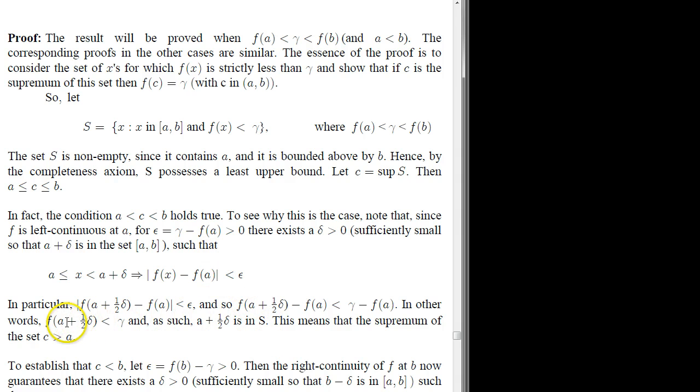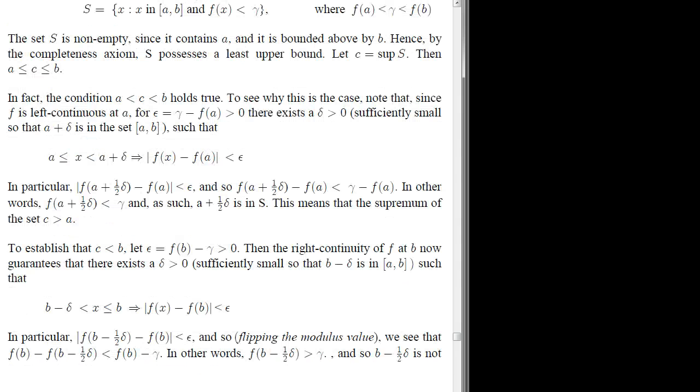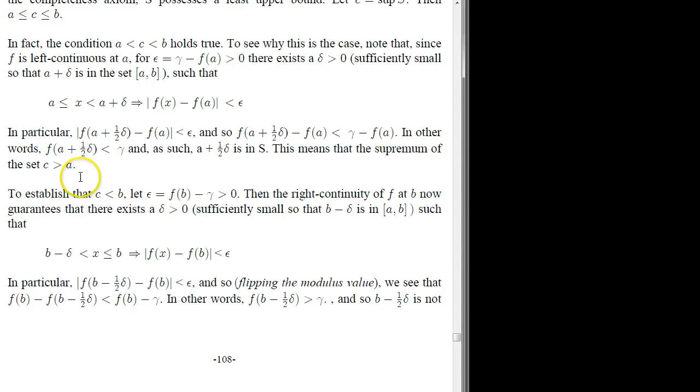Because a plus half delta is clearly in AB, the way we defined the delta. So a plus half delta is in here, and also f of a plus half delta is less than gamma, which is what we've got down here. So that definitely is in S. This means that the supremum of the set C, if a plus half delta is in S, then a value bigger than A is in S, so the supremum of this set must be bigger than A. So C, the supremum, must be bigger than A. So that's that part. Now the next inference is here.